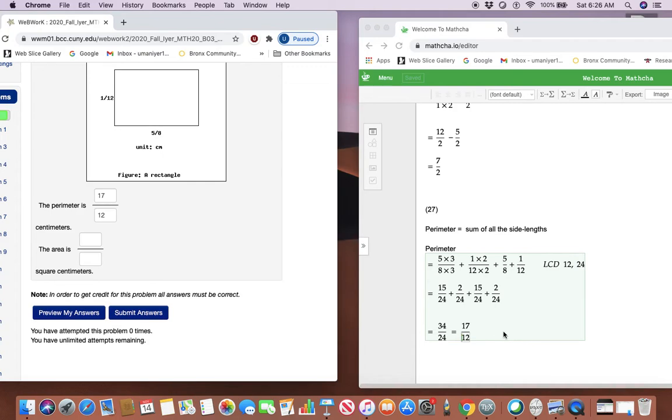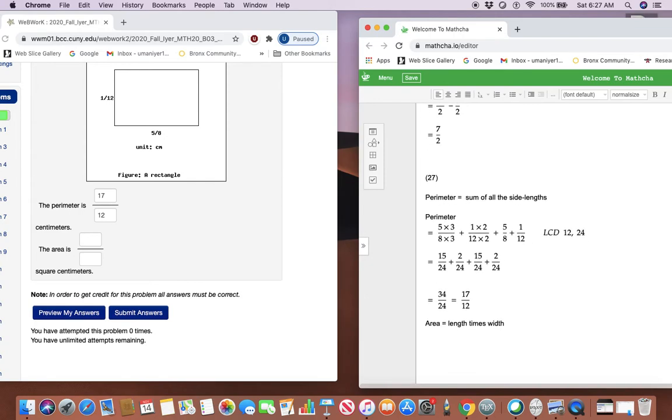Area. How do I find area? Area of a rectangle is length times width, right? So in my case here, area is, what is the length? 5 over 8 times width, 1 over 12.